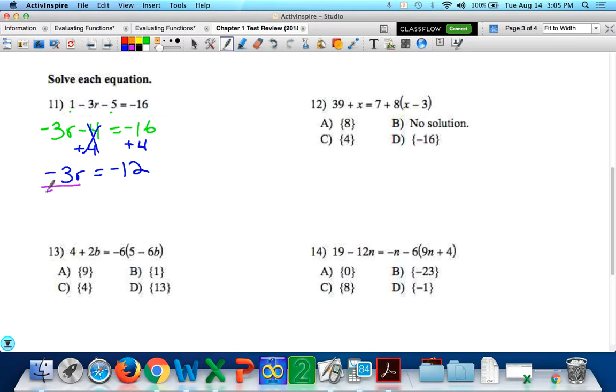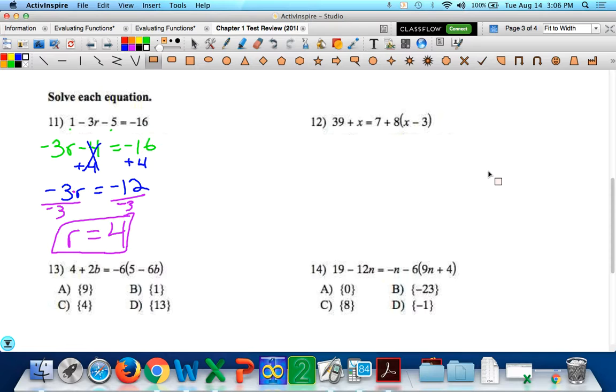Final step, divide by -3 on both sides, because these are connected by multiplication. The way we undo multiplication is division. It's all opposite operations. That's going to cancel out to be a 1 or a 1r, which we just call r. -12 divided by -3 is a positive 4. Negative divided by negative is positive. Don't have a hiccup on that last little step. Okay?